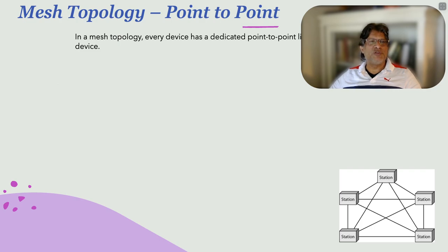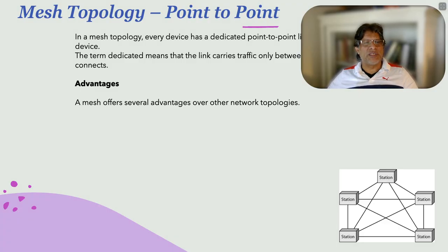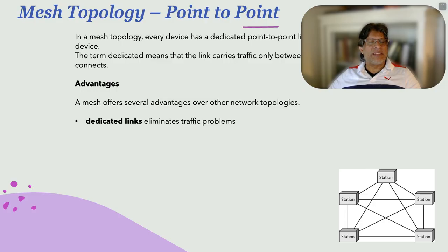In a mesh topology, as you can imagine, every device has a dedicated point-to-point link to every other device. The term dedicated means that the link carries traffic only between the two devices it connects. The mesh offers several advantages over other network topologies. Basically, it has dedicated links. You can see this topology once again in the bottom right-hand corner.